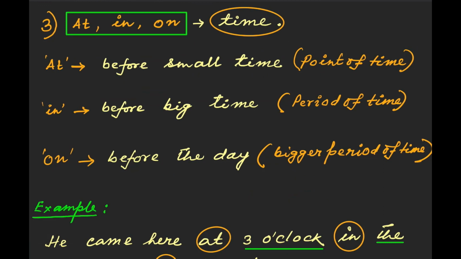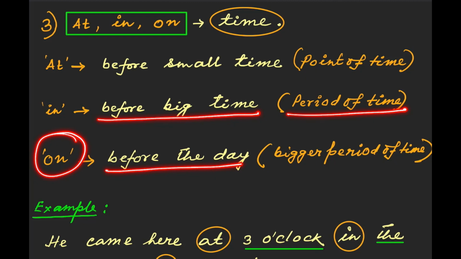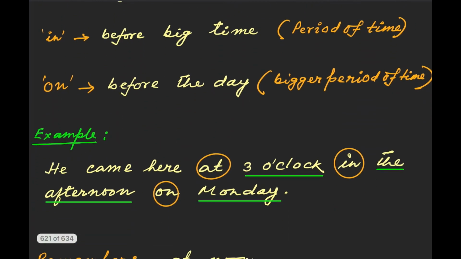Now we'll see the use of at, in, on to indicate the times. At is used before the small time, point of time. In is used before the big time, period of time. And on is used before the day, the bigger period of time. Now see the example, then you can understand the point.